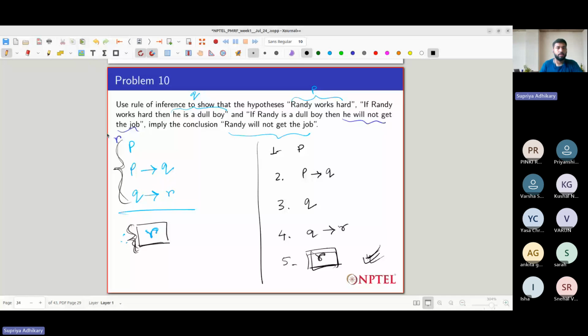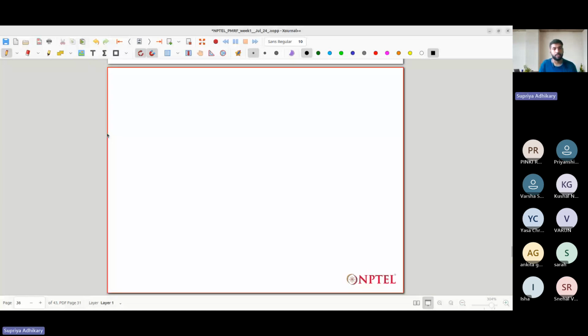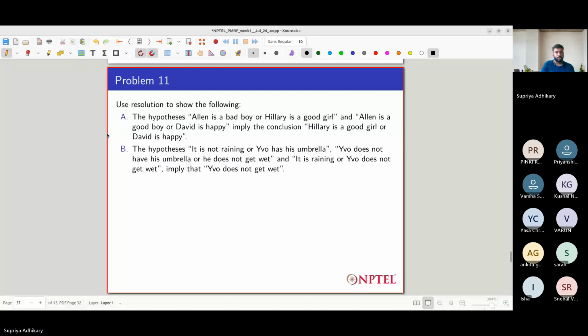Okay. So now we have to use the rule of resolution to show whether both of these hypotheses A and B imply the conclusion over here or not. So for case A, we have Alan is a bad boy or Hillary is a good girl. So Alan is a bad boy, this is the proposition P. And Hillary is a good girl, this is the proposition Q.